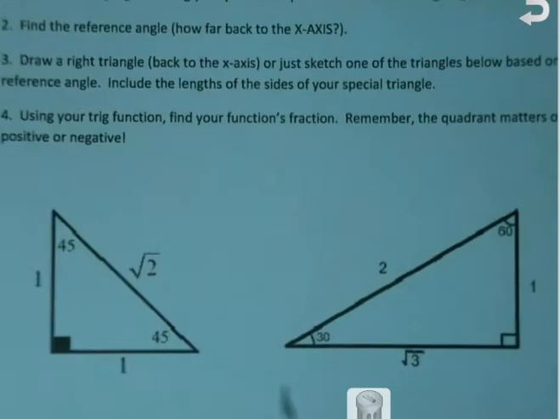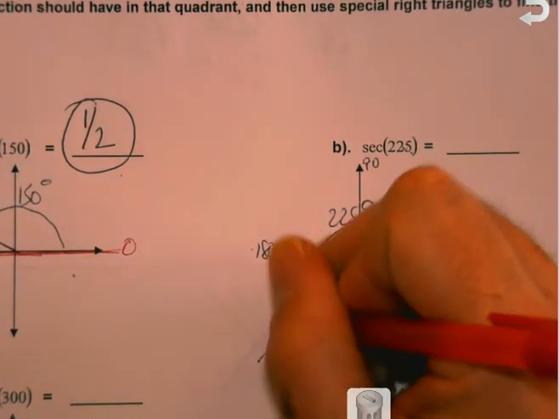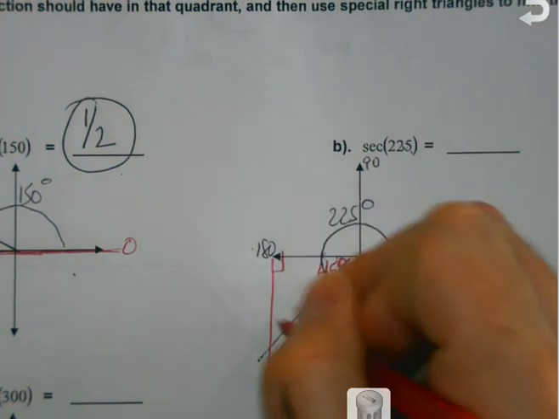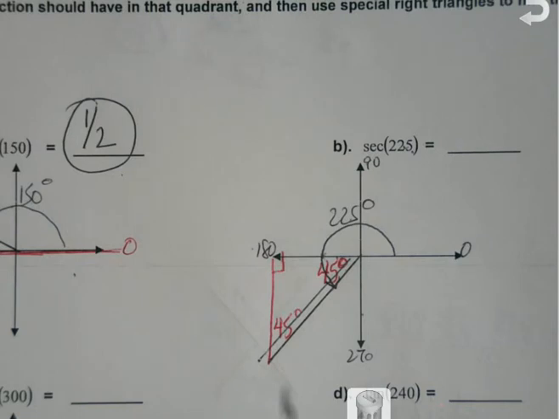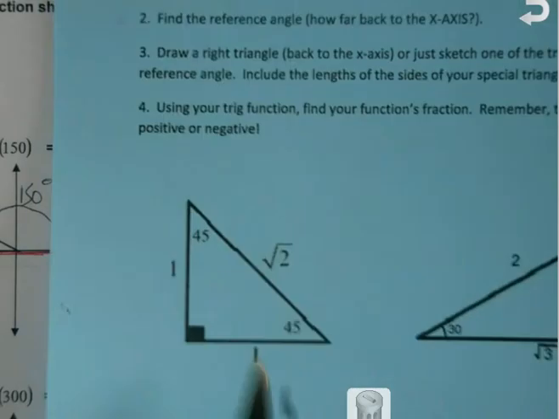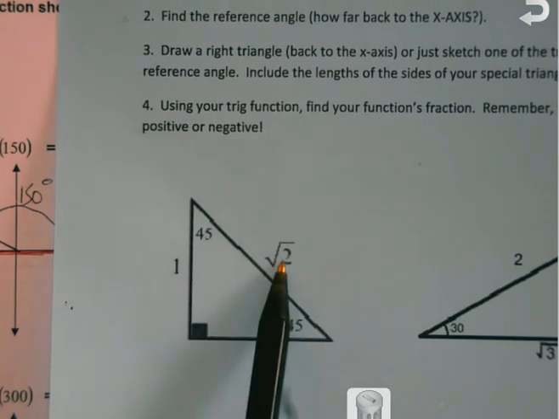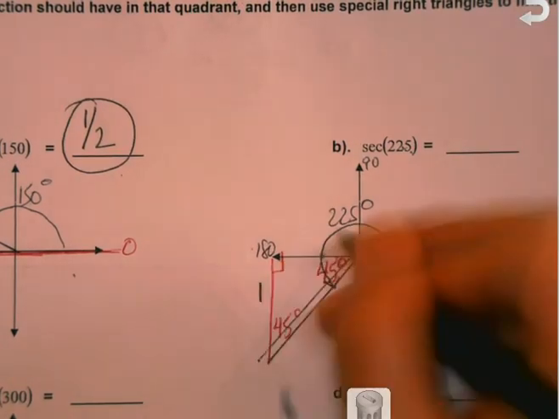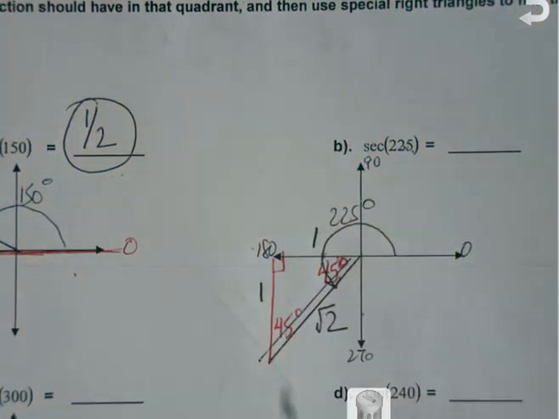Then I read further here. Draw a right triangle back to the x-axis. All right. And then include the lengths of the sides on your special right triangle. We haven't talked about a 45, 45, 90 yet. Their special sides are 1, 1, and the hypotenuse is square root of 2. So 1, 1, square root of 2. So now I'm ready to actually get this figured out.